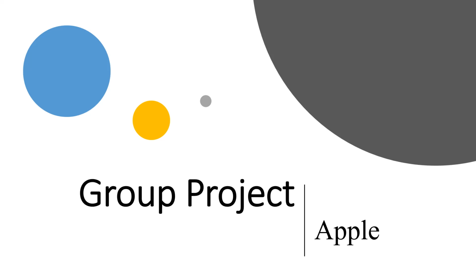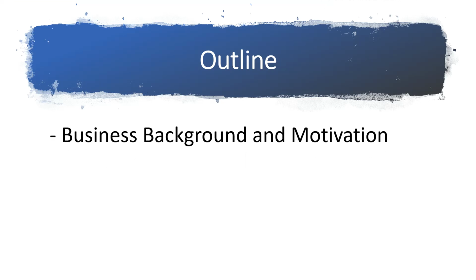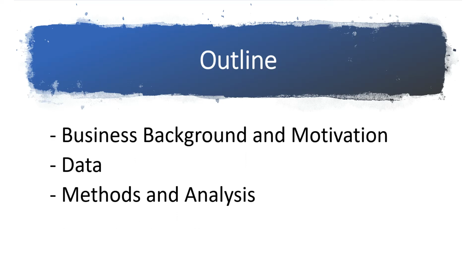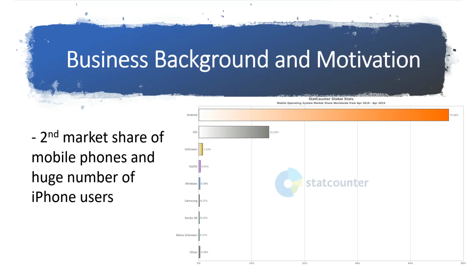We chose Apple as our target company. Our group members are Tingrui Wang, Jiayue Kong, Tiancheng Zhang, Jiwen Zhu, and Xiaotong Jian. There are 4 parts of our presentation. First, business background and motivation. Second, data. Third, methods and analysis. Fourth, conclusion and recommendations.